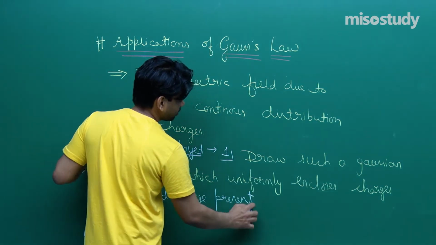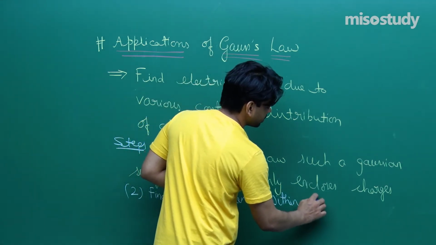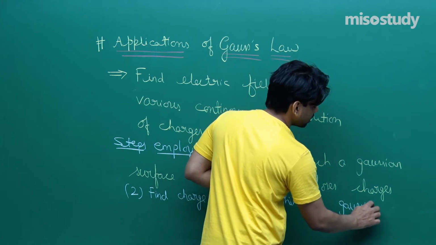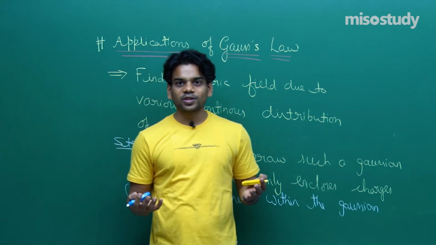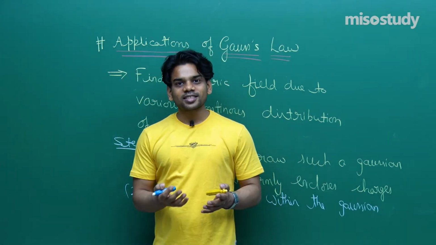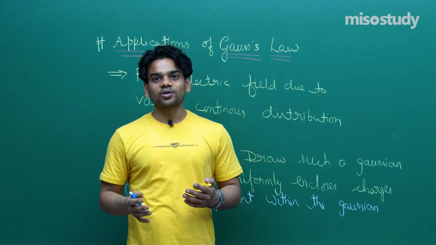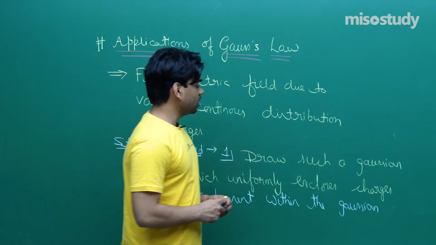Find charge present within the Gaussian surface. This is the second step that you can do. You have drawn a Gaussian surface. Remember, I am using the term Gaussian surface. It's nothing special when I use the term Gaussian with a surface. It just implies that you have drawn a surface which is uniformly enclosing the continuous charge distribution. So find charge present within the Gaussian surface.